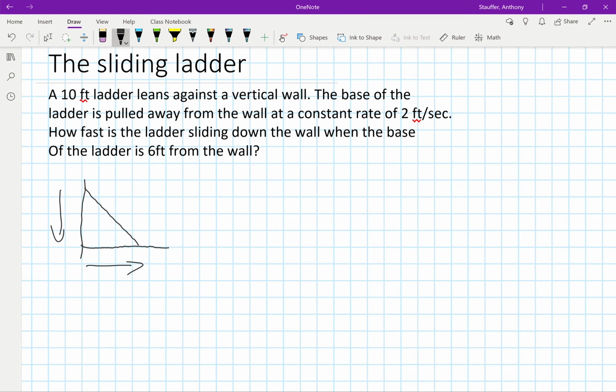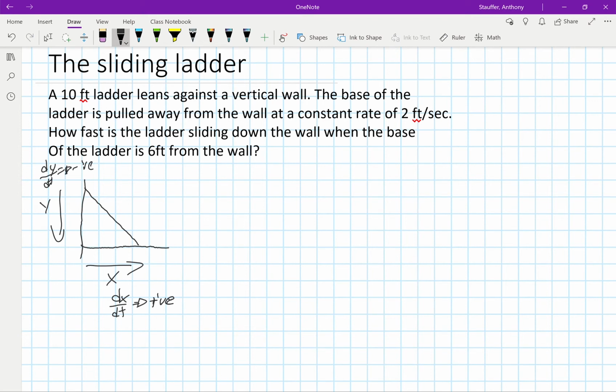So as we see the ladder sliding away from the wall, if we label this as x, we can tell that dx over dt is going to be a positive value. There we go, and there's a positive. Here, where it's sliding down the wall, if we label this as y, we'll know that dy over dt is going to be a negative value. That's just one of those facts that you want to take into account when you're working with these questions.